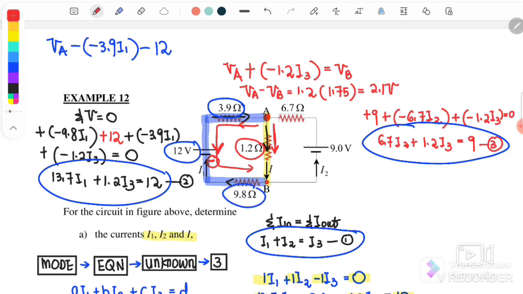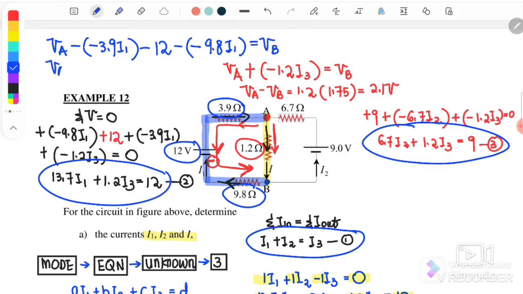The direction of the loop is to the right. However, the direction of the current I1 is to the left. So it's opposite direction. So we must substitute a negative because of the opposite direction, and negative 9.8 I1 because of the potential drop due to the energy dissipated. And then I come back to point B, so it's equal to VB.